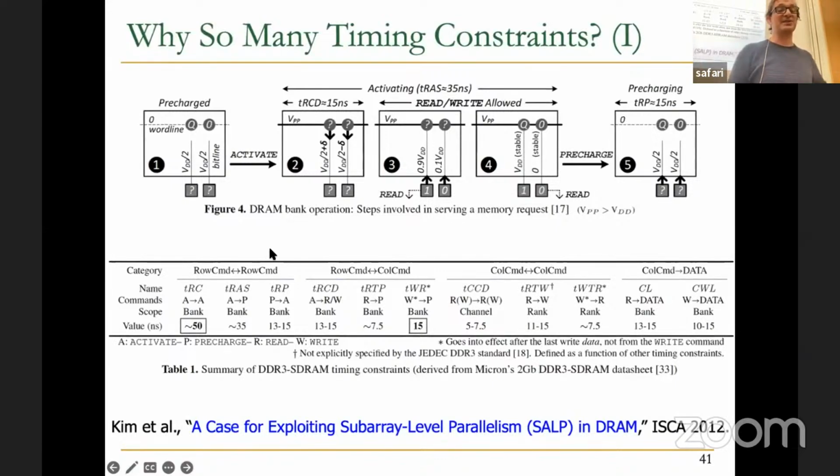Clearly, there are other timing constraints that we're not going to go into, but this SALP paper, the subarray level parallelism paper, actually does a nice job, I think, describing at least a major set of the timing parameters, also showing pictures of what happens over here. So there are some timing constraints that are at the bank level, like what we have seen. tRCD is at the bank level. It's between activate and read and write commands. And this is the value in a particular standard, the DDR3 standard.